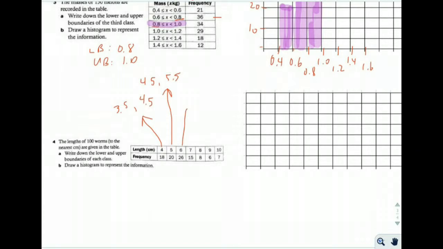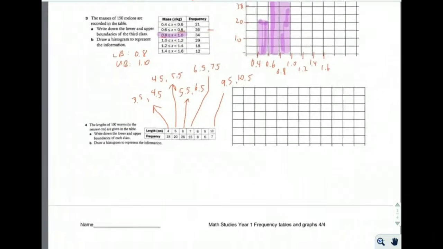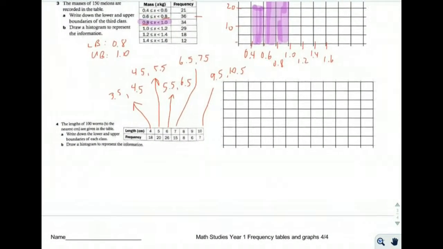For this class, it would be 5.5, and the upper boundary would be 6.5. This would be 6.5, 7.5, etc. All the way at the 10 would be 9.5 and 10.5, right? So let's mark those. The lowest one is going to be 3.5. This will be 4.5. This will be 5.5. This will be 6.5.